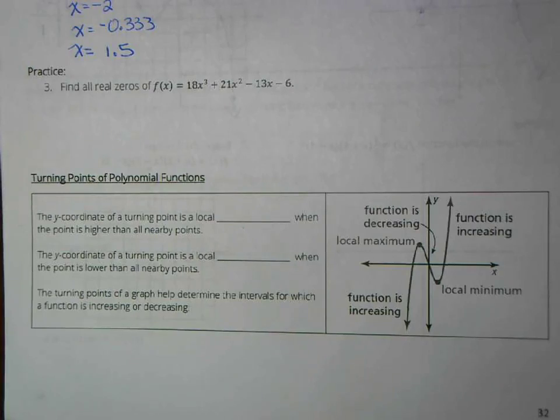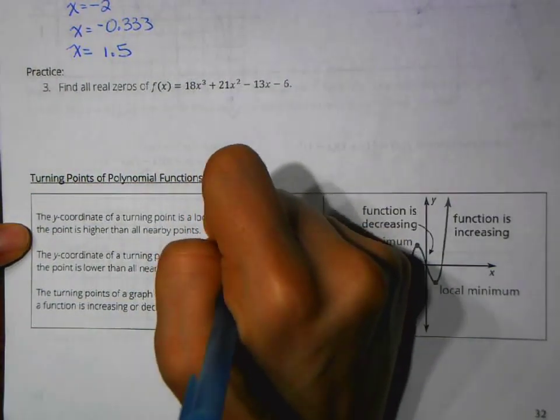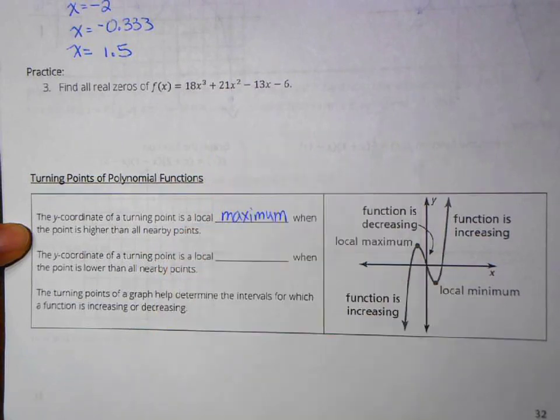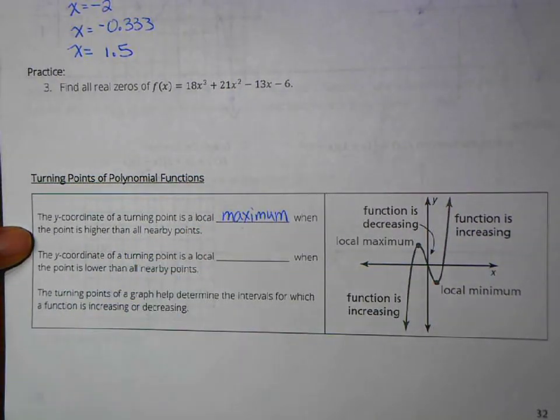Okay, one last feature of a graph is the turning points of a polynomial function. We actually talked a little bit about that before. So this is what we call the local maximum and the local minimum. The y-coordinate of the turning point is a local maximum when the point is higher than all of the nearby points.